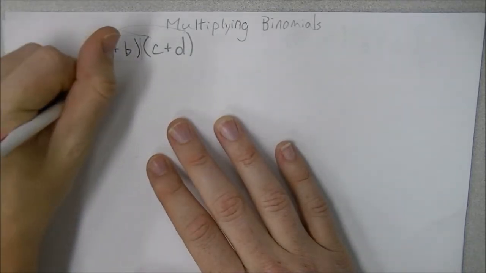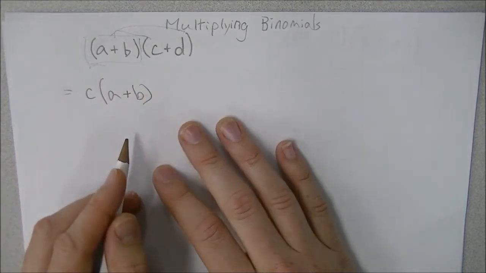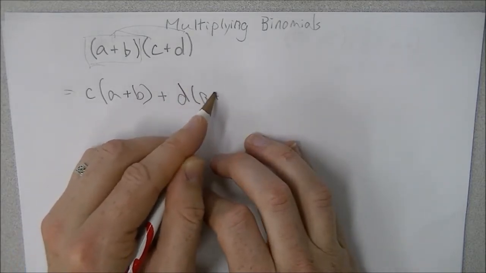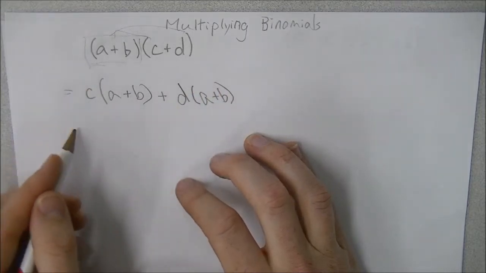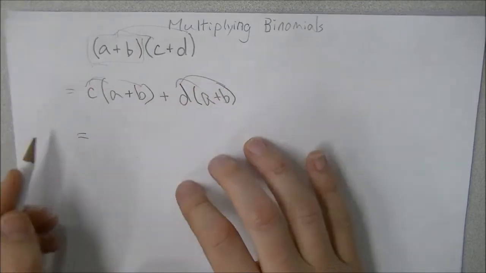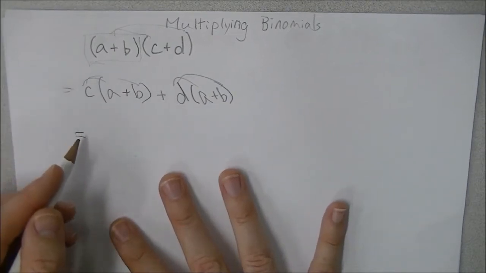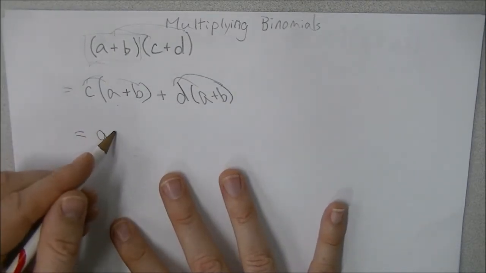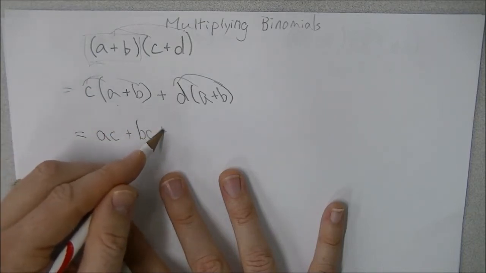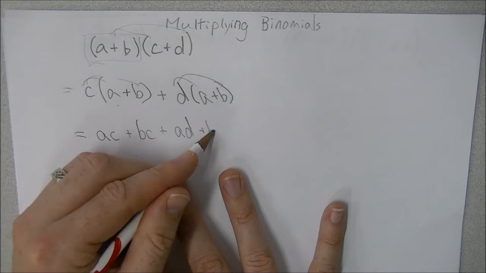So we're going to get c times a plus b, plus d times a plus b. And now we distribute again. c distributes and d distributes. I'm going to write the letters in alphabetical order as I go. So this is going to be c times a, which is ac, plus c times b, which is bc, plus d times a, which is ad, and d times b, which is bd.